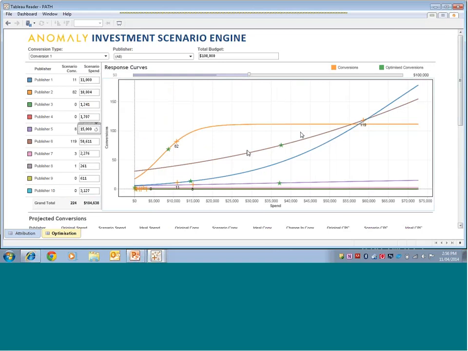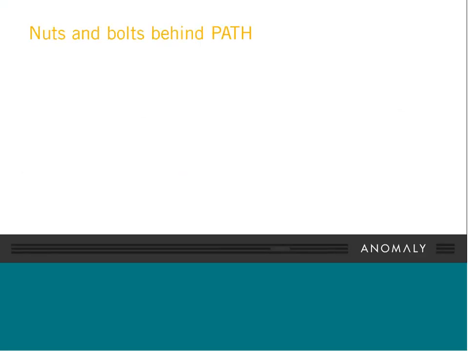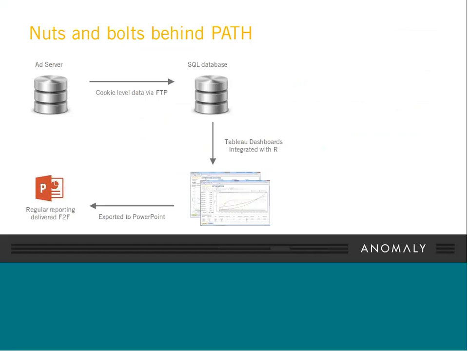I'm just going to jump back to the presentation to talk a little bit more about Path. As I mentioned, we're downloading cookie level data from an ad server on a daily basis. We're putting that into the SQL server to store and collect that information because of the vast volume of it. We then run Tableau and the R call functions to update our models, and then we export the information in the Tableau reports into Power Packs for our clients.